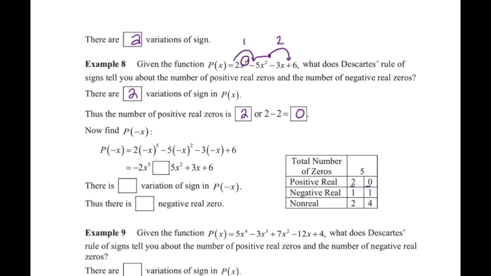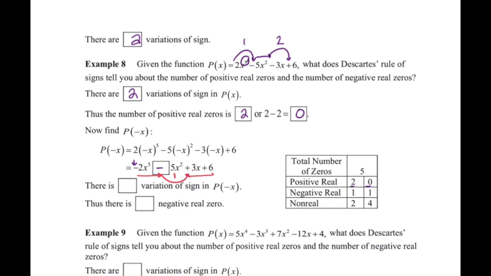Now we need to determine the negative ones. So we're going to substitute in wherever we see x with negative x and then simplify. I know that negative x to the 5th power is going to provide me with a negative value. Negative x squared will still be positive, so we're still going to have a negative 5x squared. Negative 3 times negative x now becomes positive 3x plus 6. Now let's see how many times our sign changes. So we start with negative and we stay negative, so our sign did not change. But we went from a negative to a positive, so it changed 1 time.